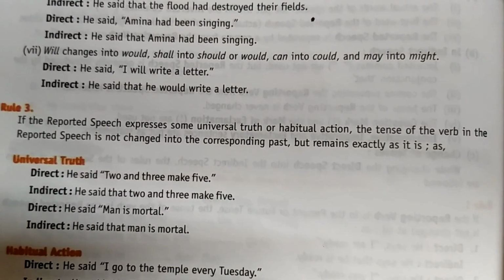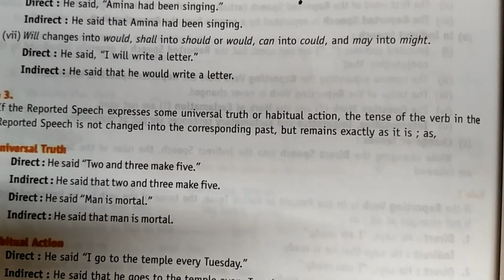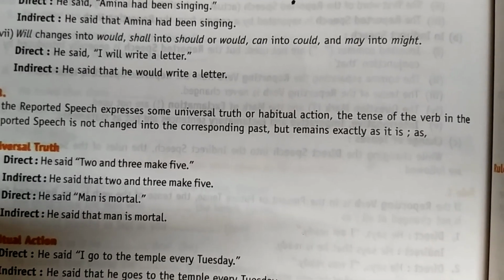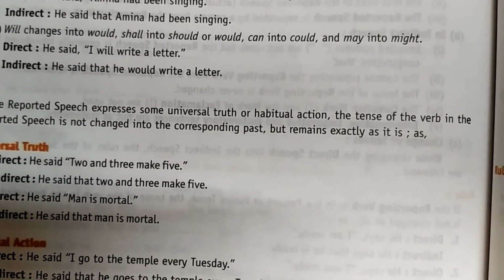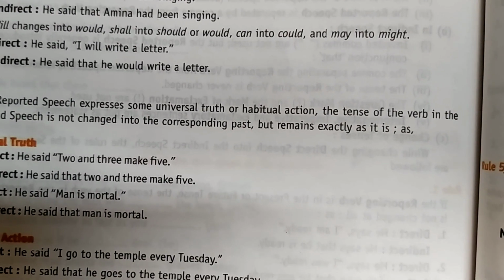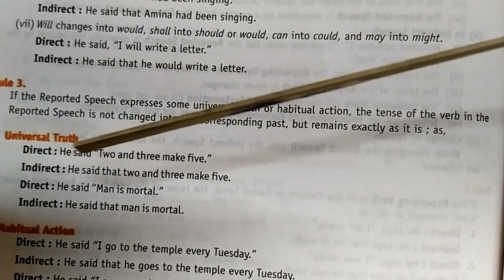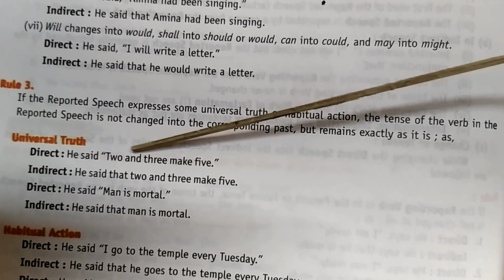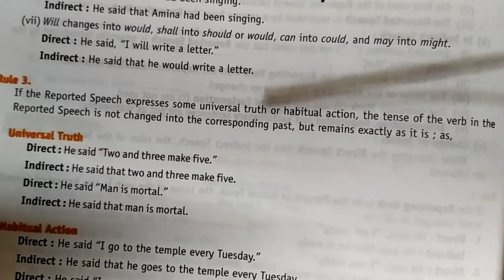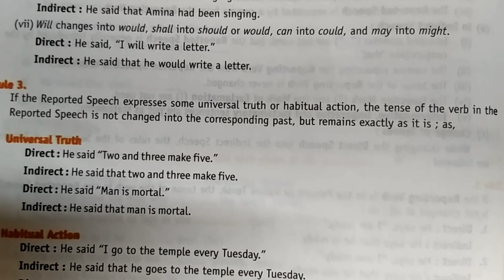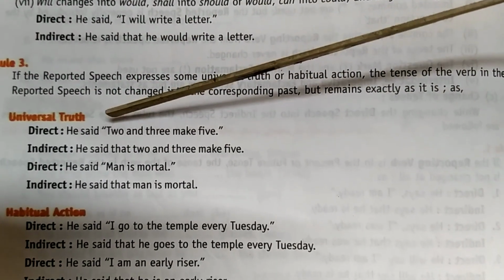Now rule 3 says if the reported speech expresses some universal truth or habitual action, the tense of the verb in the reported speech is not changed into the corresponding past but remains exactly as it is. Even if the reporting verb is in past, but if the reported speech is talking about some universal truth, or something which talks about habits, scientific facts and all, that will remain in the same tense. Okay, let us see how.